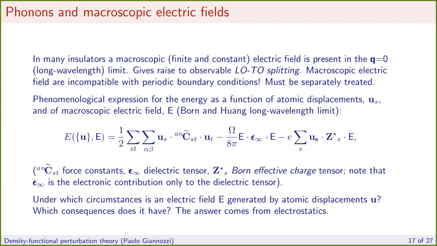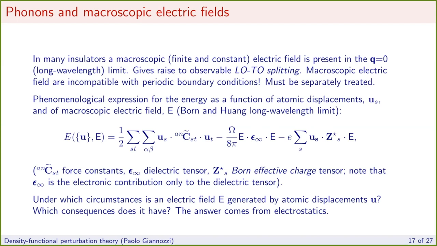Now, the problem has been known for many years, and the solution is also known, and can be found in all the textbooks, like the Born-Huang text, in which what one has to do is to look at this long wavelength limit, Q tending to zero, not Q equals zero, and see what happens. One can write a phenomenological expression for the energy, in which one has atomic displacements and macroscopic electric field. So a macroscopic electric field must be added separately. It cannot appear spontaneously in periodic conditions, in crystals.